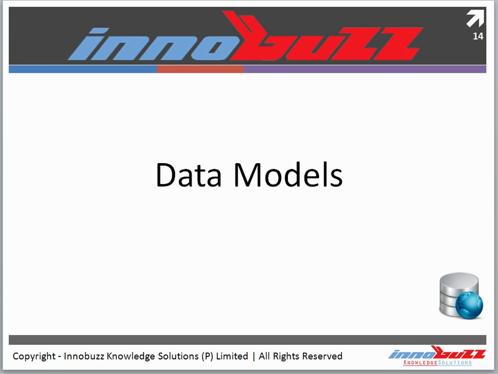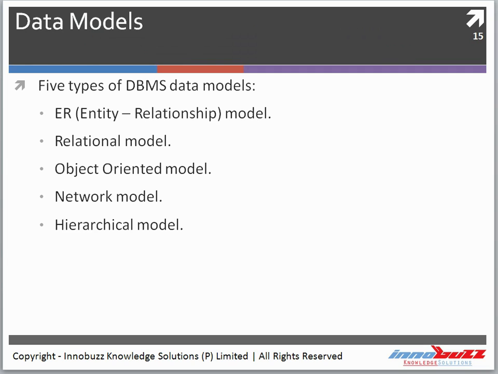Data models. There are 5 types of DBMS models: the ER or entity relationship, the relational, the object-oriented, the network, and the hierarchical model.